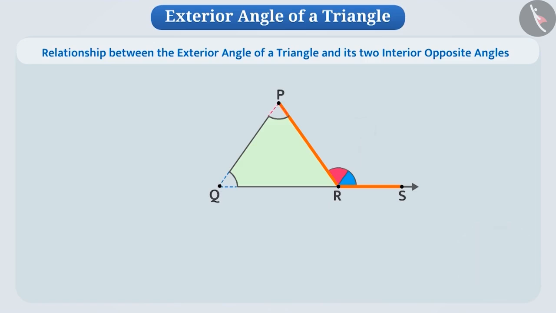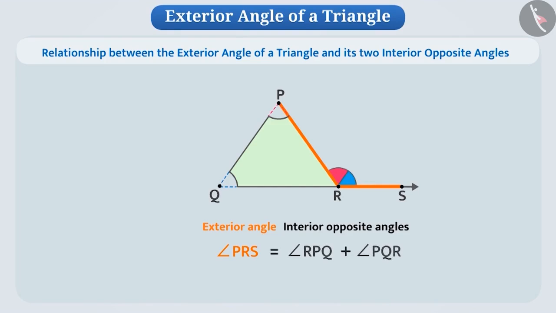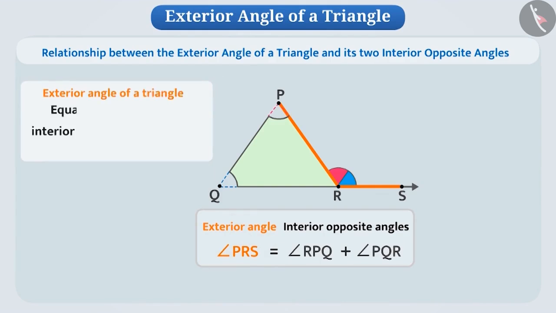You got it right. This shows us that the measure of the exterior angle PRS of triangle PQR is equal to the sum of its interior opposite angles angle RPQ and angle PQR, which means angle RPQ plus angle PQR is equal to angle PRS. So, now we can say that the exterior angle of any triangle is equal to the sum of its interior opposite angles.